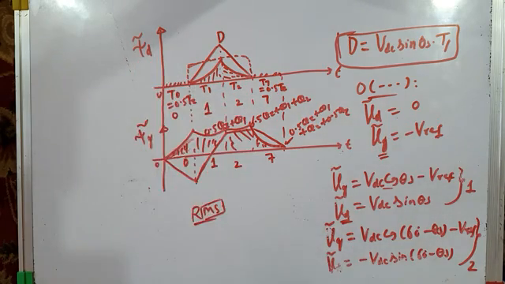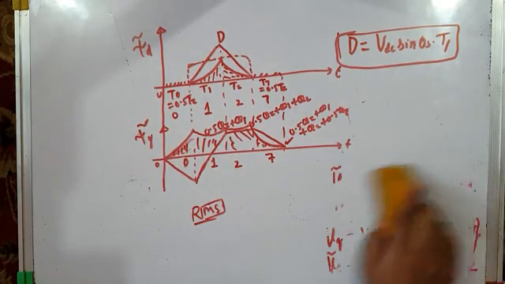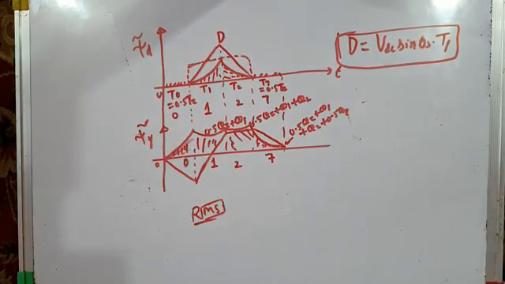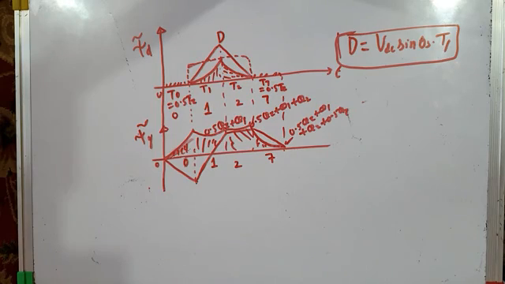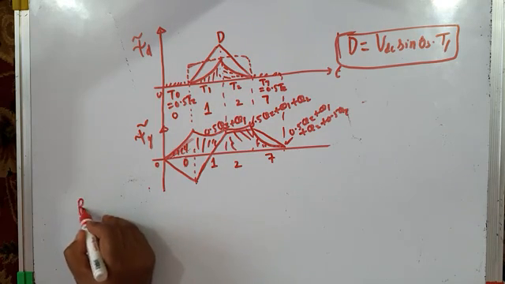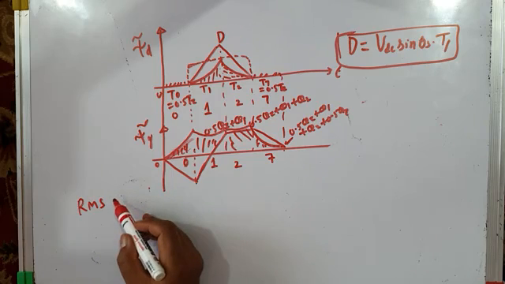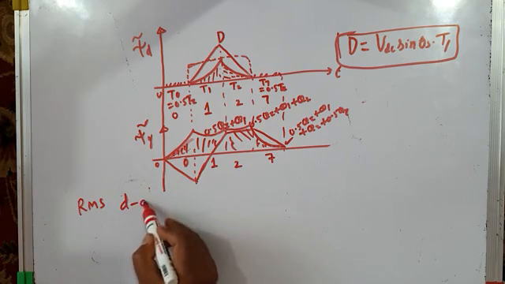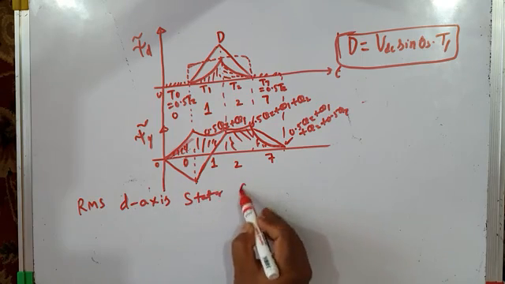Similarly, you will find the RMS value of psi d tilde. So how to do that? Let us see how to do that. First of all, I will write here RMS d-axis stator flux ripple.